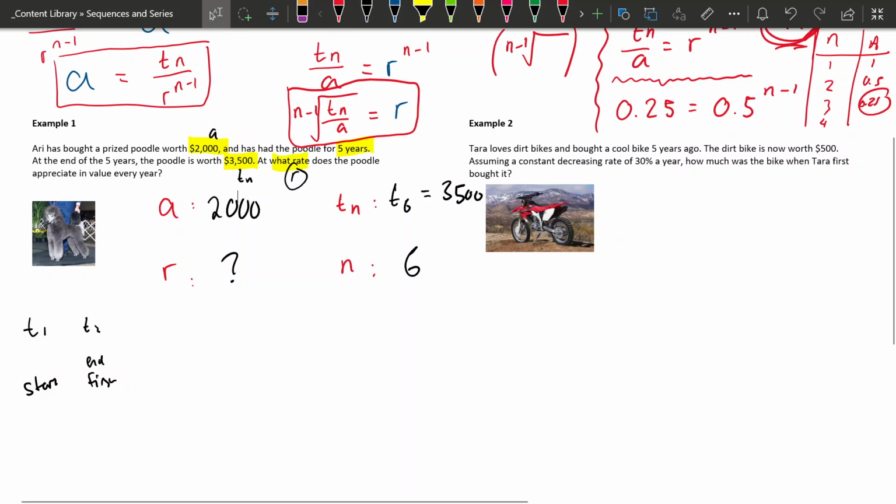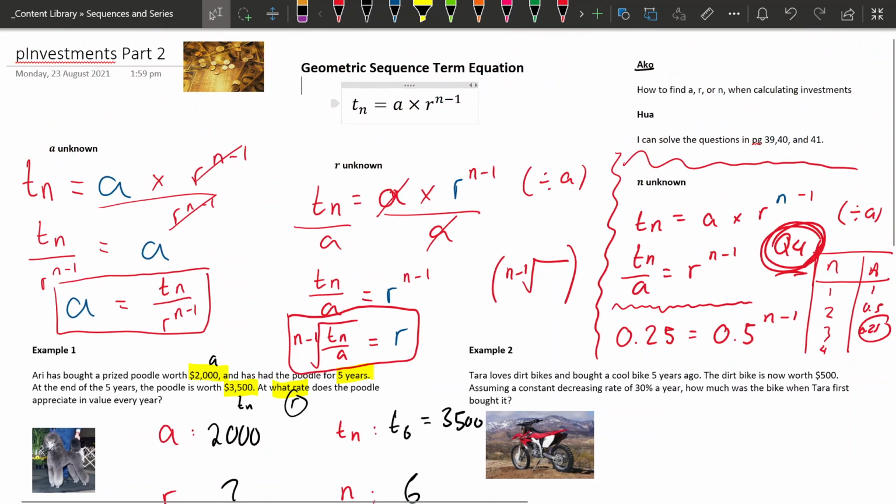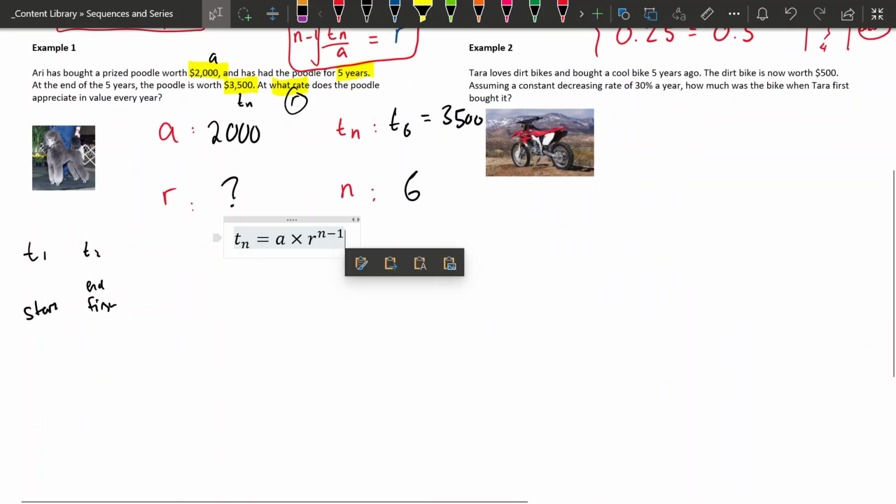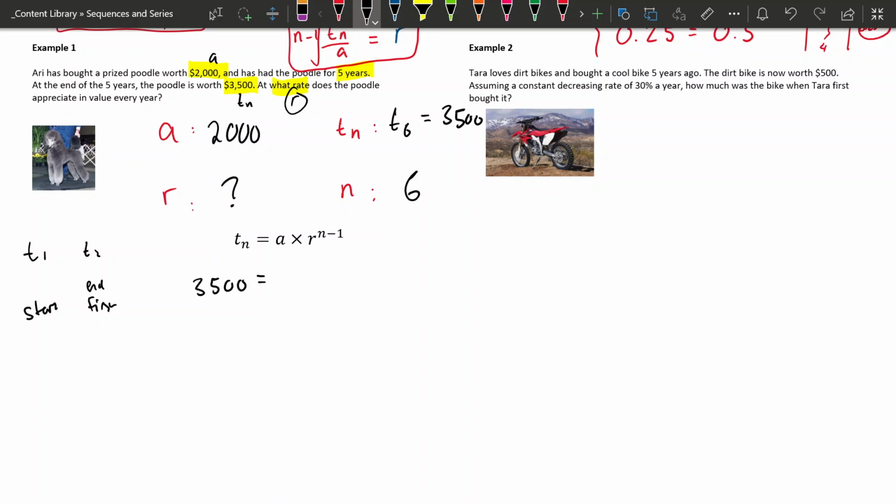So what's our formula? It's up here. That bad boy. Let me copy and paste that. Bring it there. All right. And just chuck it all in. So 3,500 Tn equals 2,000 A times what's our R? We don't know that. And N minus 1, so 5.